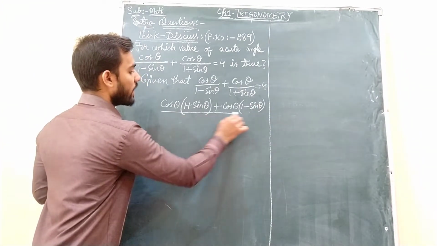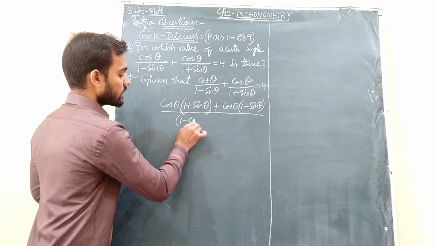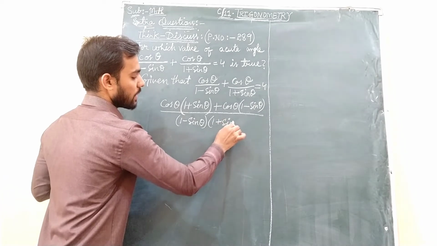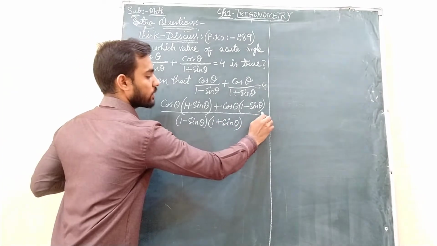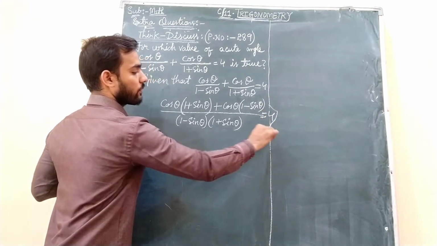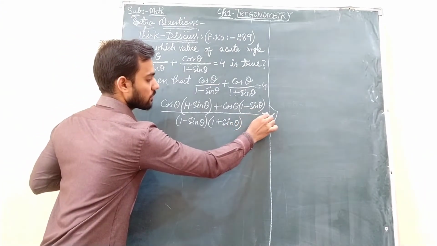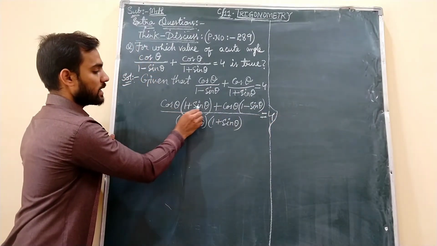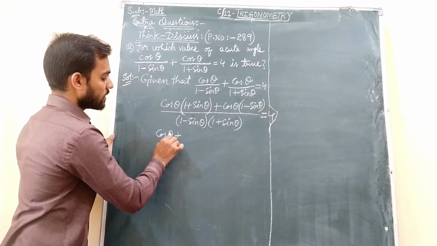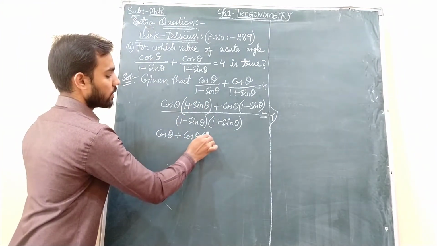Okay. Whole divided by, they both get multiplied to each other, which is nothing but (1 minus sin theta) into (1 plus sin theta). Okay, students, the right side you need to write as it is, equals 4. In the next step, this cos theta gets multiplied with them. Cos theta into 1 is cos theta, plus cos theta into sin theta is cos theta sin theta altogether.